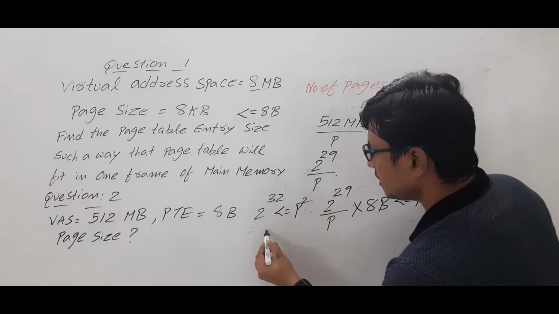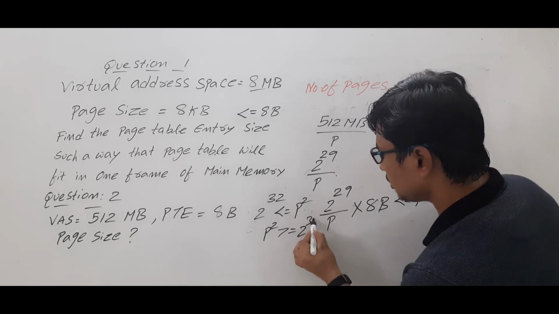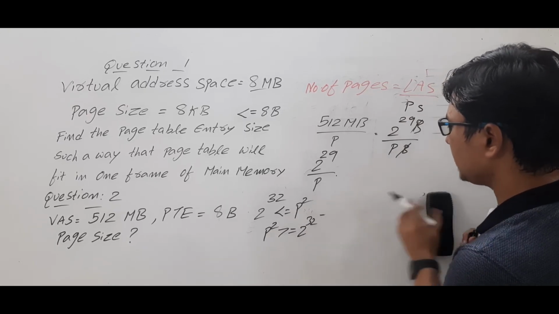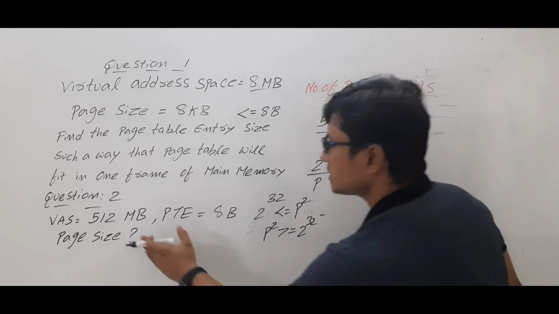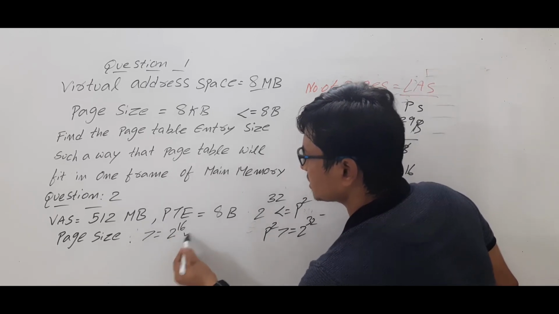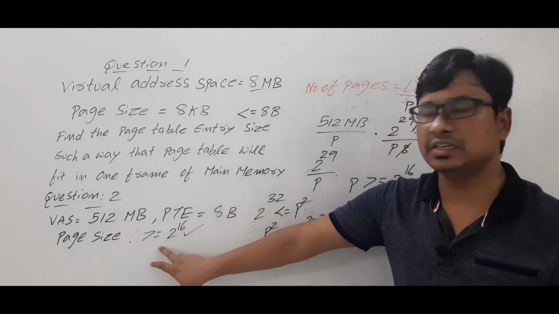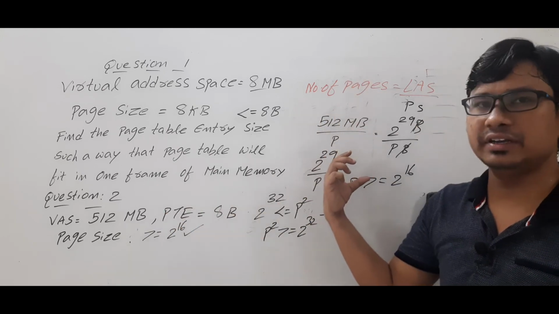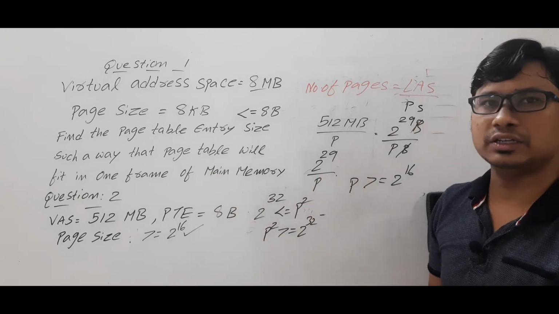Then P square is greater than or equal to 2 power 32, which means P will be greater than or equal to 2 power 16. So page size at least should be 2 power 16. Are you able to understand it or not? If the page size is this much, then we can fit a page table in one of the frame of main memory. I hope you have understood this concept.